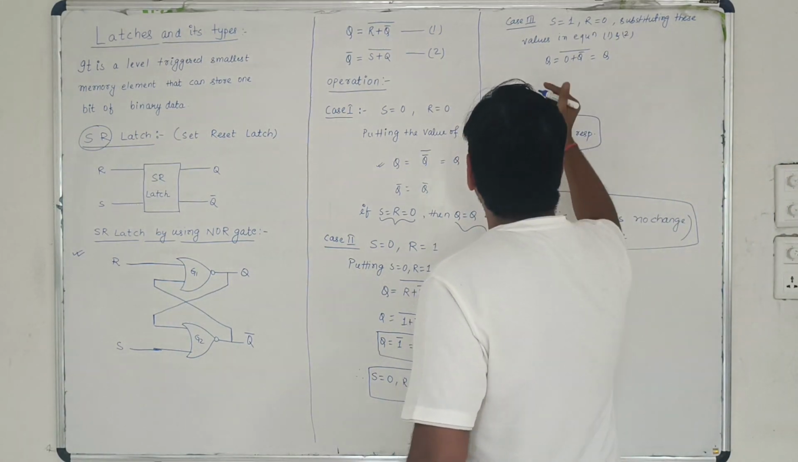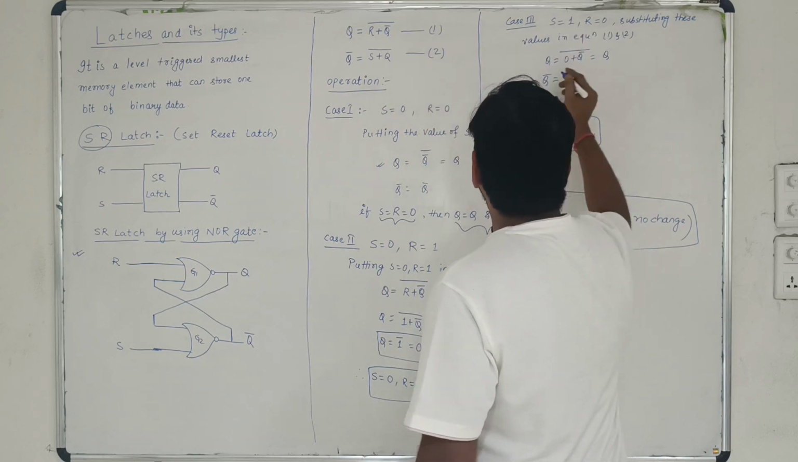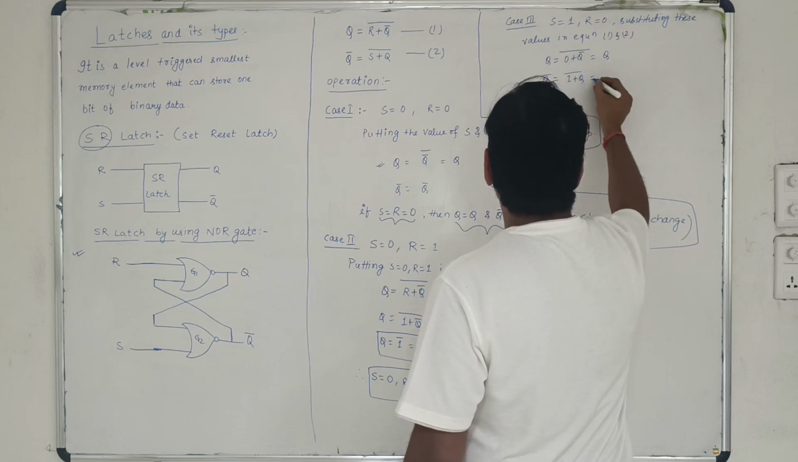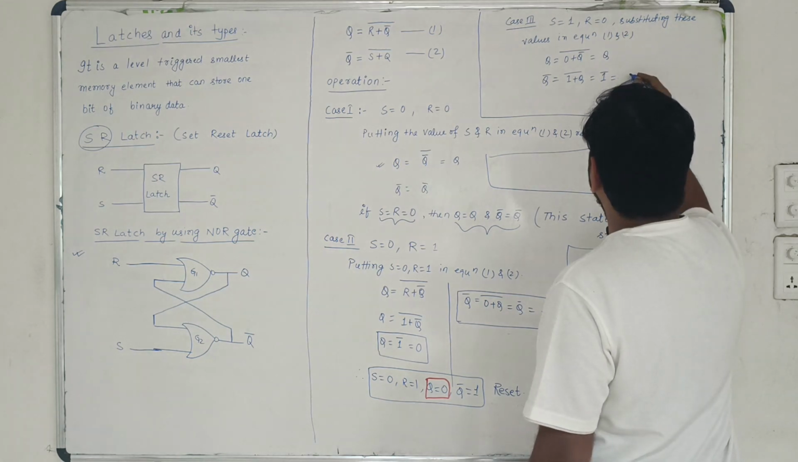Next we have to go for Q bar. Q bar equals to (S plus Q) whole bar. So S is 1, so it is (1 plus Q) whole bar. So 1 plus anything is giving you the same 1. So it is 1 bar. 1 bar equals to 0.